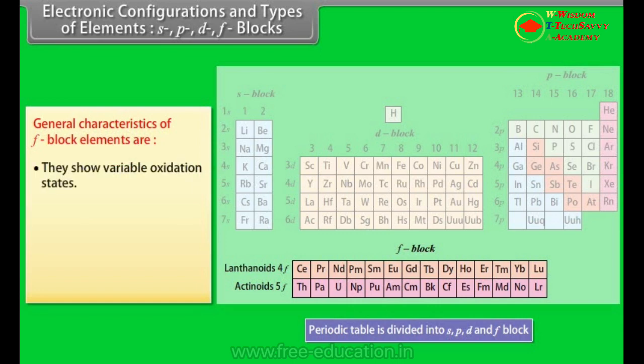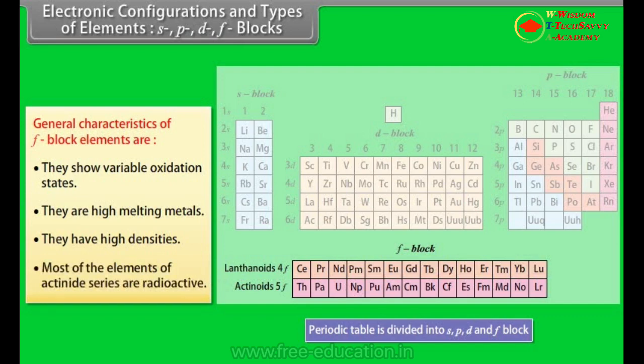variable oxidation states. They are high melting metals. They have high densities. Most of the elements of actinide series are radioactive.